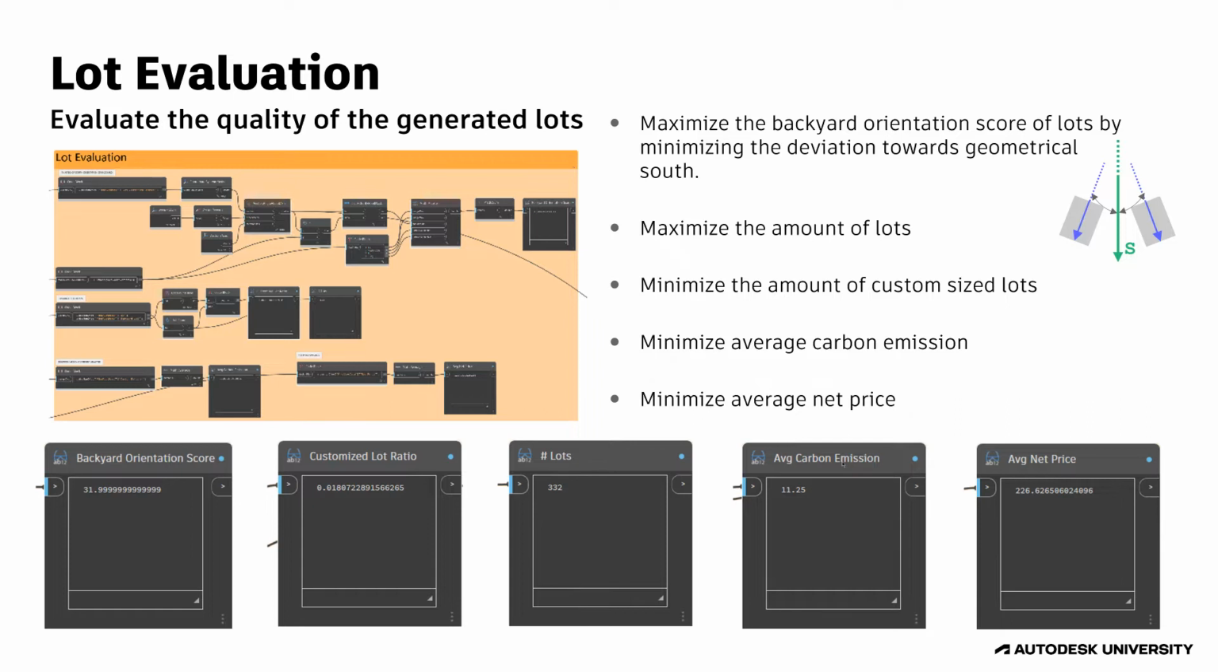We want to avoid that, because the more customized things you have, the more different documentation you need to create if you want to build that house. And then two obvious ones: minimizing the average carbon emission and minimizing the net price, which again are the result of the type of range and the type of sequence that we use to place those buildings along the perimeter.